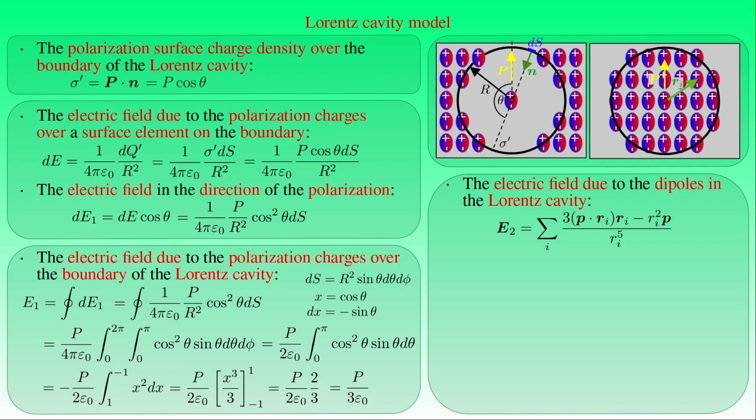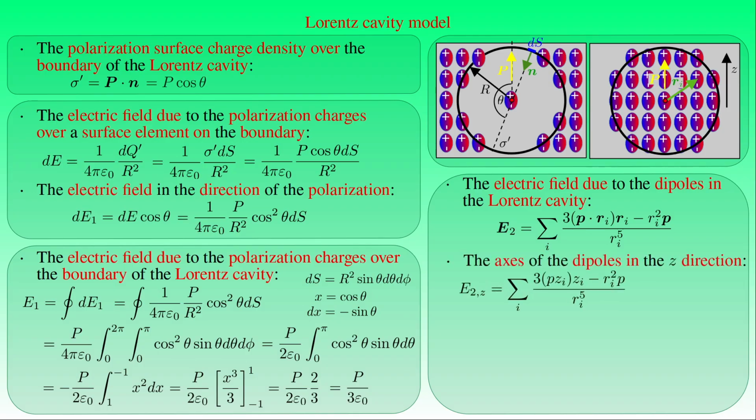If we attach a Cartesian coordinate system to the center such that its z-axis points in the direction of the polarization field P, that is, of the axes of the dipoles, then the electric field E2 due to the polarized molecules has only a non-vanishing z component. Consequently, it is enough to calculate the z component of the field strength, where the dot product has only one term for the product of the dipole moment p and the coordinate zi, and the z component of the dipole moment p is simply the magnitude of the dipole moment p. Then the magnitude of the dipole moment p can be factored out from the sum, and the square of the length of the position vector Ri can be written as the sum of xi squared, yi squared, and zi squared.